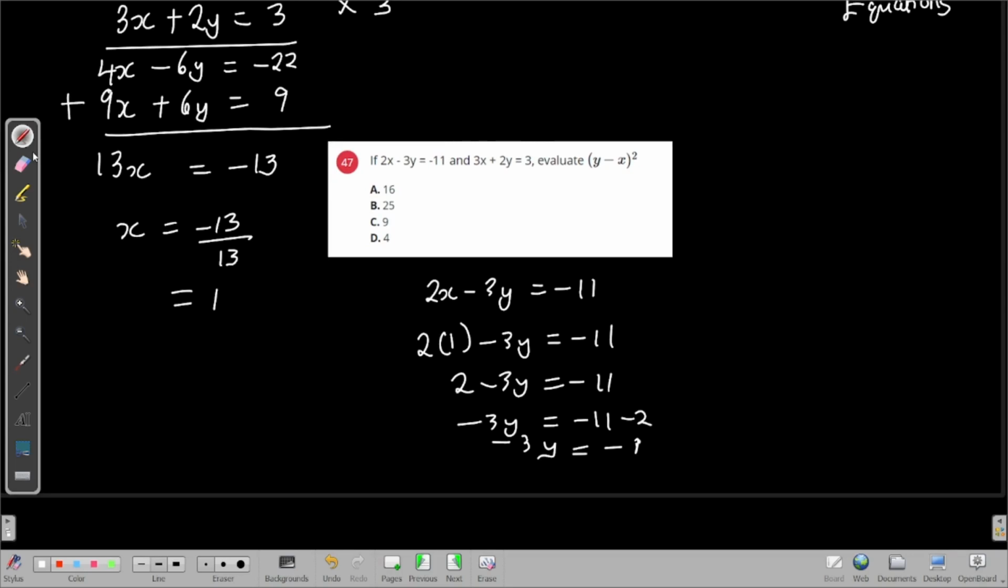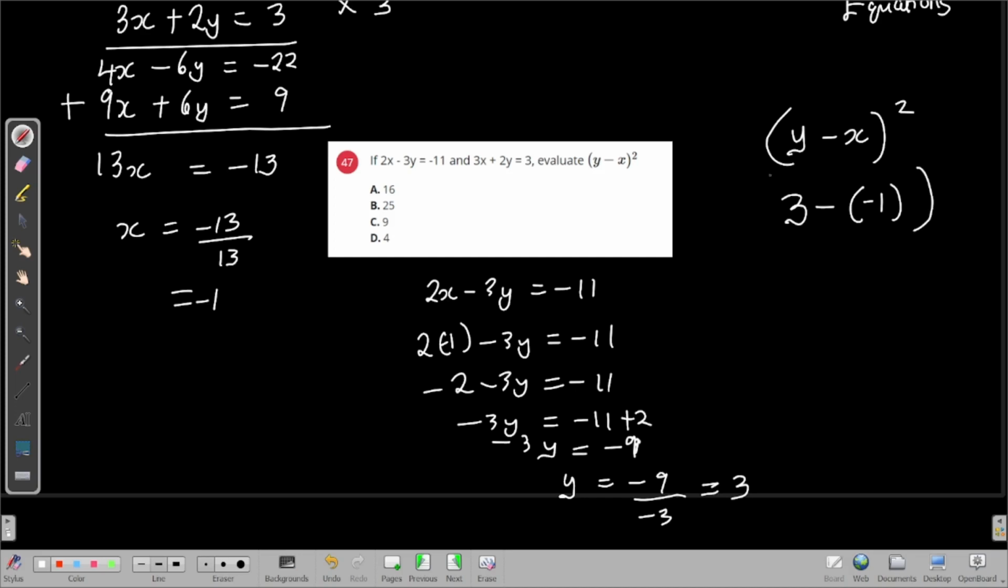Sorry, hold on. Oh sorry, x is minus 1. So this is minus 2 plus 2 minus 9. So y is equal to minus 9 over minus 3, and that's 3. So we are asked to evaluate y minus x squared. Our y is 3. Our x is minus 1. So that's 3 plus 1 squared, and that's 16.